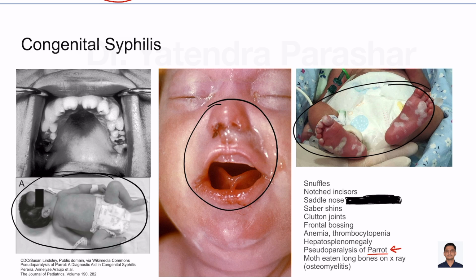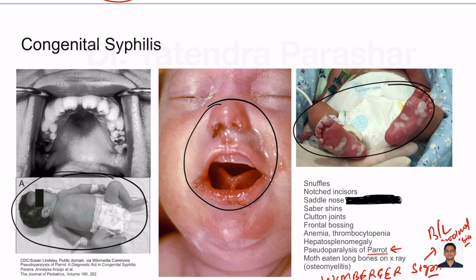Another feature is the Wimberger sign. It is the bilateral destruction of proximal tibia. And other clinical features include the seizures, hydrocephalus, hearing loss, and pneumonitis.